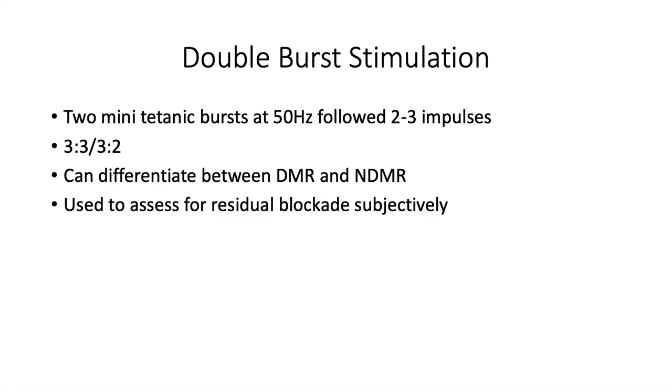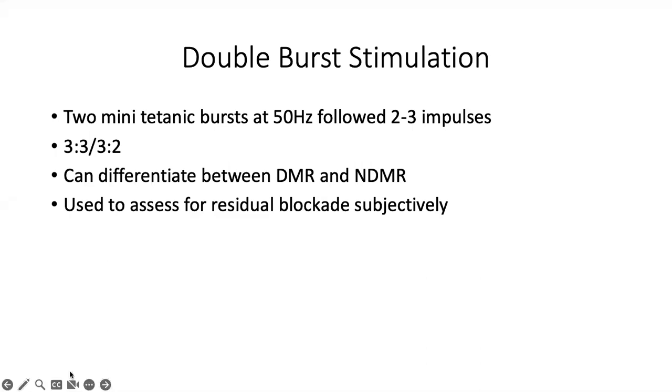Then there's this one called double burst stimulation. This one you can't use at the beginning. It's mainly to assess if you still have residual muscle relaxant on board. You must never do it in a patient who's awake. It's extremely painful. What you typically get are 2 tetanic bursts, which are at 50 hertz, which means it's quite fast compared to single twitch, which is just 1 hertz, and the train of 4 ratio, which is 2 hertz. So this one is stimulating very quickly, and the impulses are 2 to 3 impulses. It might be 3 to 3 or 3 to 2. It can differentiate between depolarizing and non-depolarizing because you will get a fade.